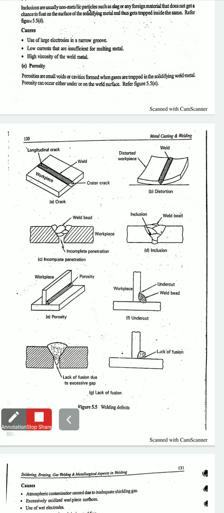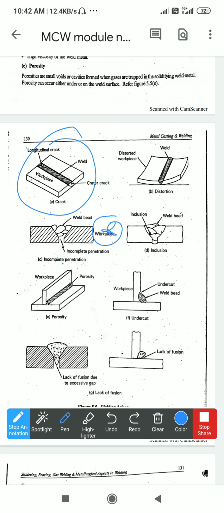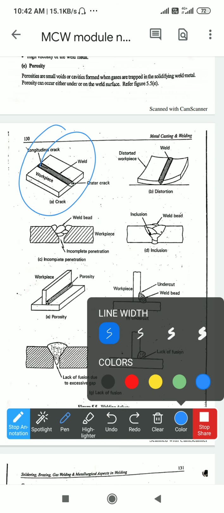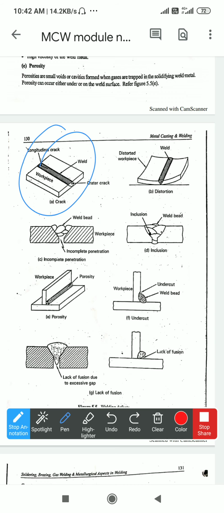In this diagram, there are two workpieces in the welding deposit. The crack is shown over here. This is a welding diagram, and in this the crack is shown here. So this is how the crack occurs. This is what is called the crack defect.